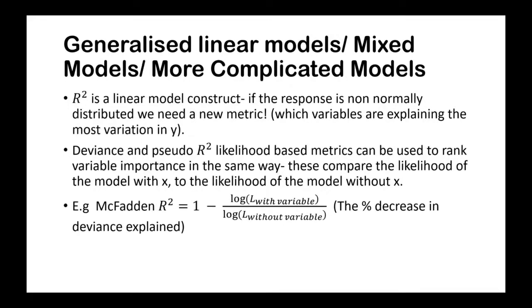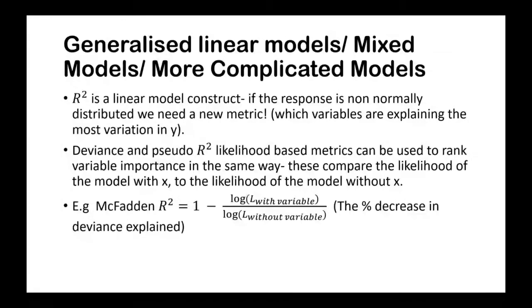If you move to a generalized linear model, you can't use R-squareds anymore, but we usually use deviance or pseudo R-squared kind of metrics in this context. So these are all based on the likelihood. When you fitted a linear model, you used sum of squares to estimate the model parameters. When you fitted a GLM, you would have used the maximum likelihood to estimate your parameters, and so it makes sense to use likelihood-based metrics to rank the variables.